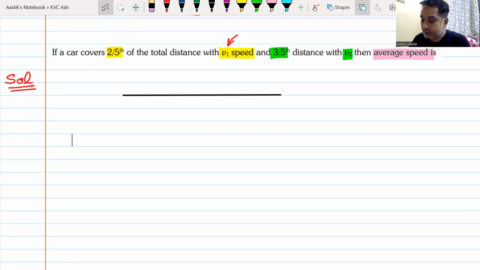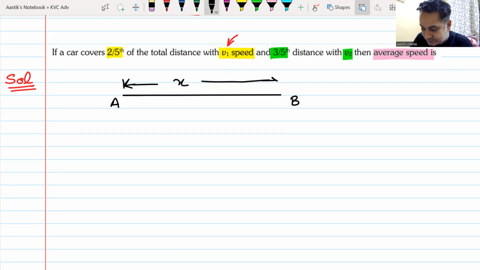So I'm assuming that the car is moving in a straight line. This is point A. This is point B. And from point A to point B, let me take the total distance as x. Now, I have a point C somewhere in between. What is the distance from A to C? 2 by 5 of x, it is given. And what is the remaining distance? 3 by 5 of x.